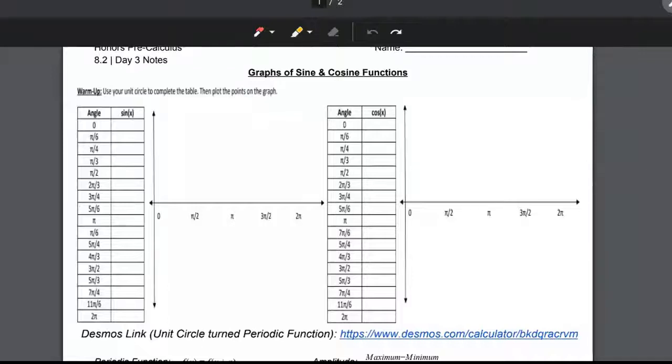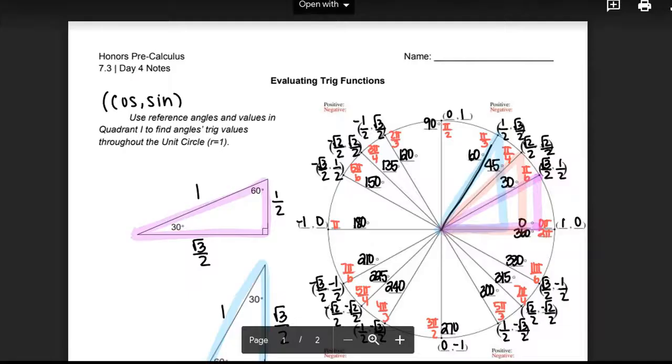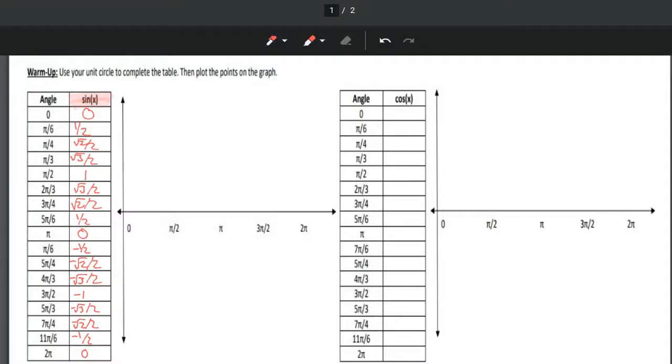Okay, so today we're going to graph based off of sine and cosine values on the unit circle. So let's refer back to the previous chapter where we had completed a unit circle, and we're going to use these values, remembering that cosine is your x coordinate and sine is your y coordinate, and we're going to complete the table that's in our notes sheet. So we filled in the column for the y coordinates at all of these angles, and I'm going to start at 0, 0. We're going to plot that.